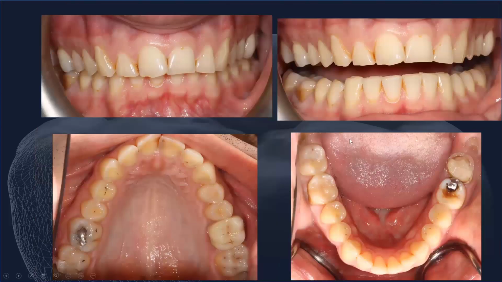Now, this case is not so straightforward. If you look at the case, yes, the patient has got wear. Should you do a full mouth reconstruction in this case? Because it's a young chap.